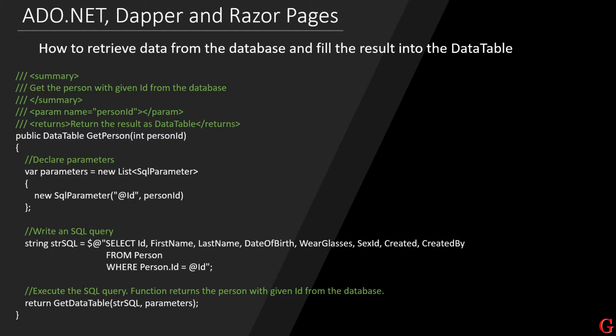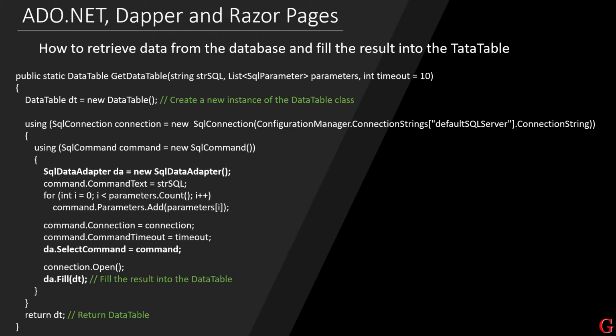In this example, we have created a method that retrieves a single person from the database. The method declares parameters and SQL query and sends the SQL query and SQL parameters to the getDataTable method. The only difference between getDataTable method and executeCommand method that we saw earlier is that getDataTable method uses SQL data adapter class to fill the result in the data table.